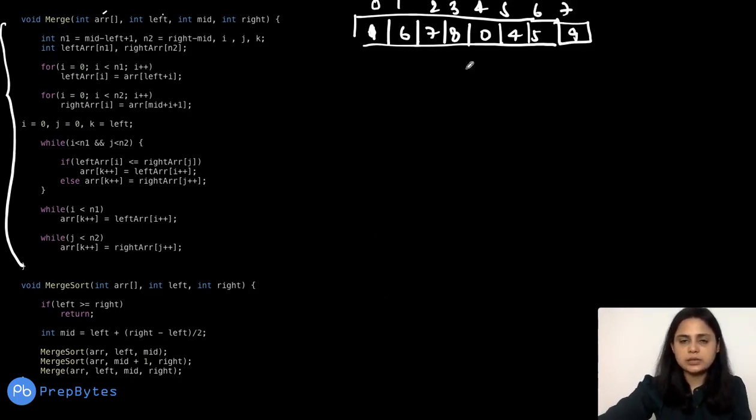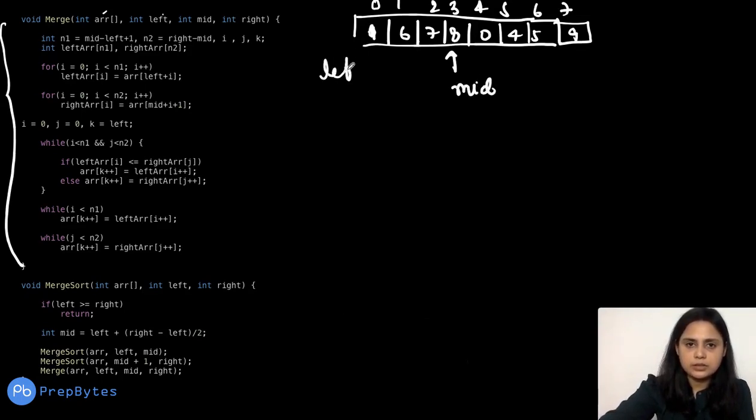In this case, both the arrays are combined in one only. There is no physical separation or anything like that. But what is the separator here? The separator here is mid. Mid here will be 3. So we have this particular index as mid. This is my left, 0, and 7 is my right.